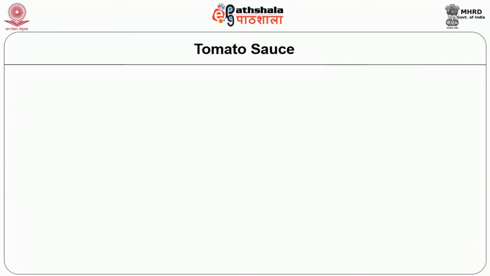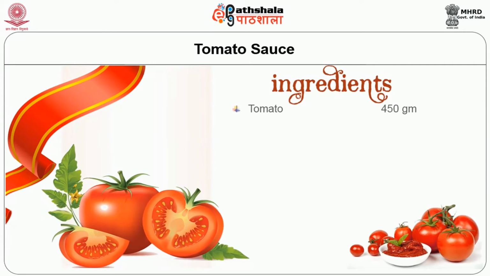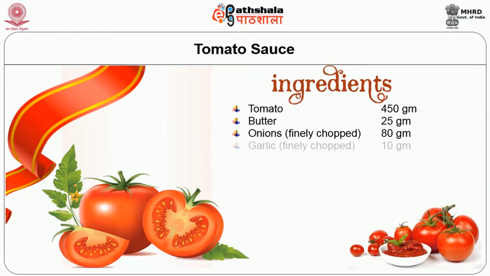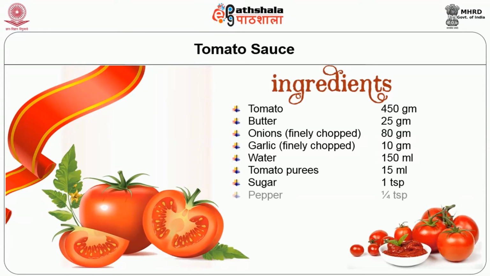One of the most basic sauces available and the most popular among the kids is tomato sauce. The ingredients used for the preparation of tomato sauce are tomatoes, butter, finely chopped onions, finely chopped garlic, water, tomato puree, sugar, pepper and salt.